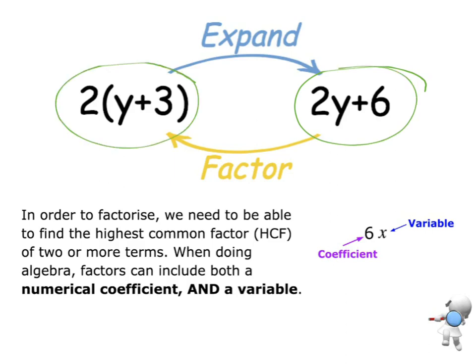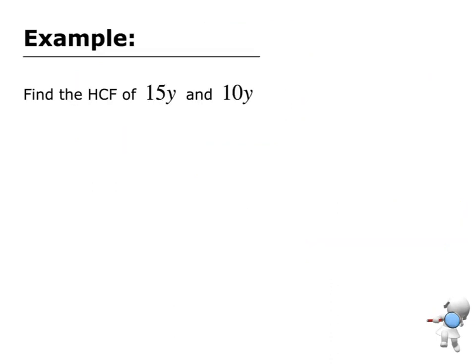to its factorised form. So to factorise, we need to find the highest common factor of two or more terms. So that means it could be that we're looking for coefficients that they have in common, and we could be looking for variables that they have in common. So we've got to be aware of both parts. So let's just start by looking at the highest common factor of 15y and 10y.